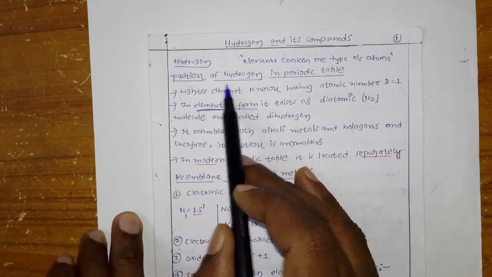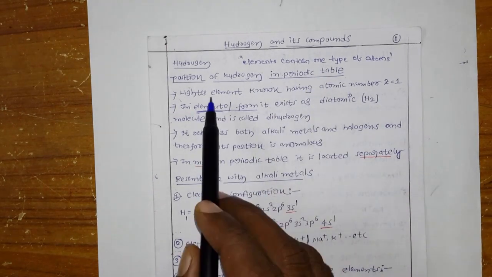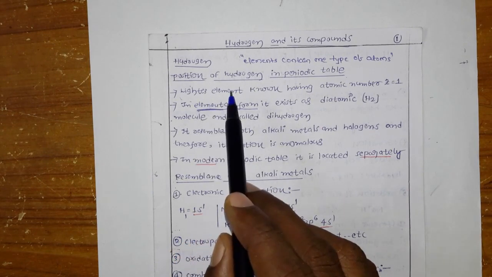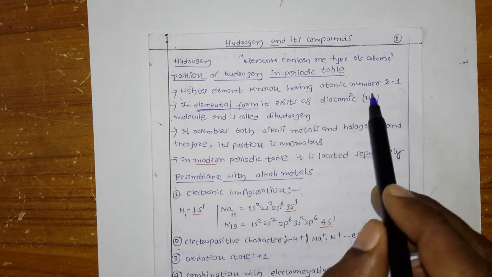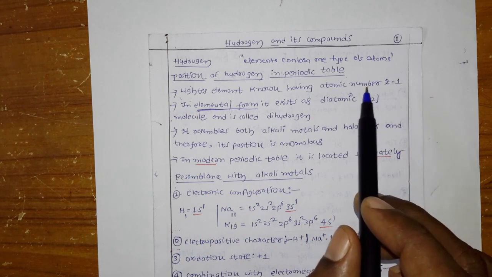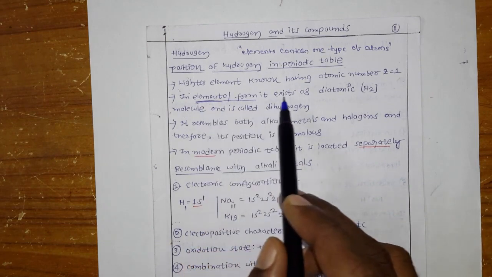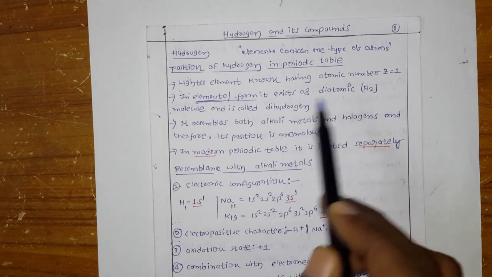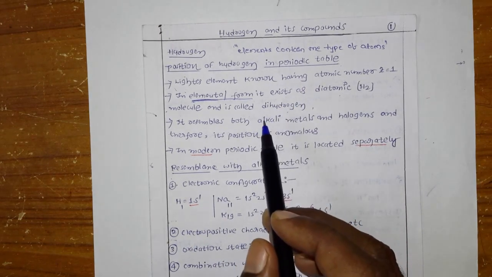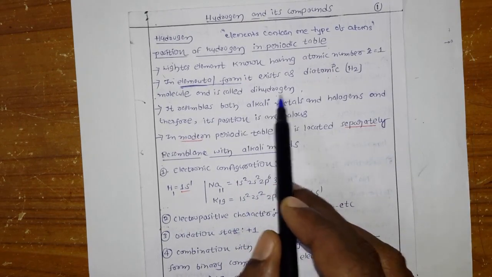Why they have located it here, we can see now. That is the position of hydrogen in the periodic table. Before going to that, let's see some properties. Hydrogen is a light element with atomic number Z equal to 1. It is a very light element. In elemental form it exists as a diatomic molecule and is called dihydrogen. Generally hydrogen is not in a monoatomic state, it is always available in diatomic form, so you call it dihydrogen.